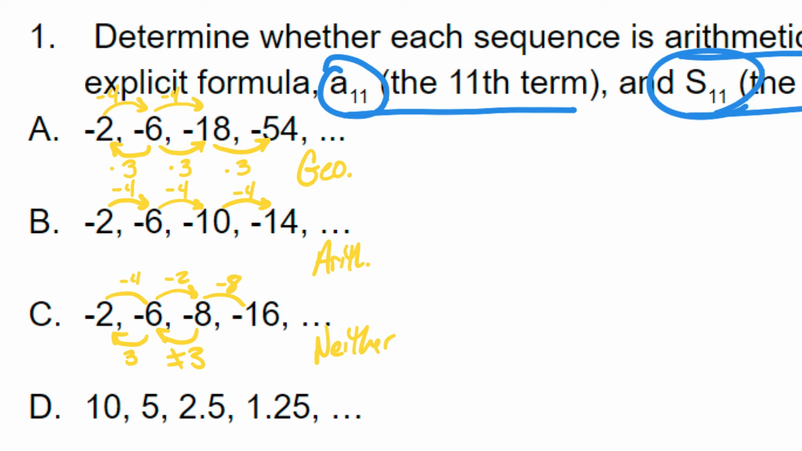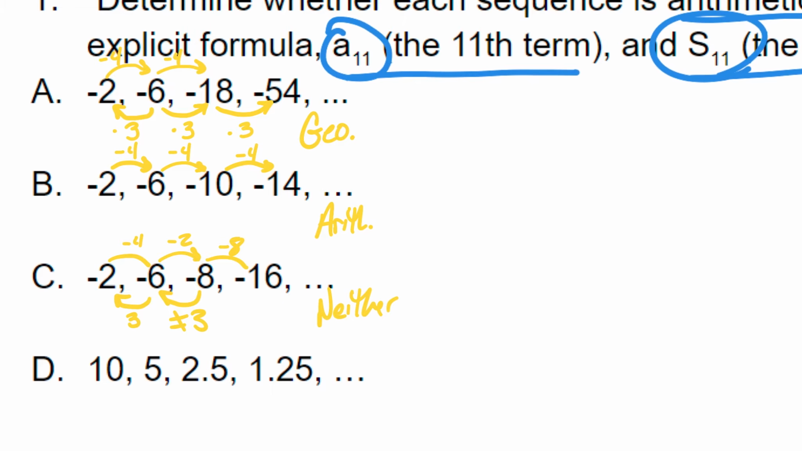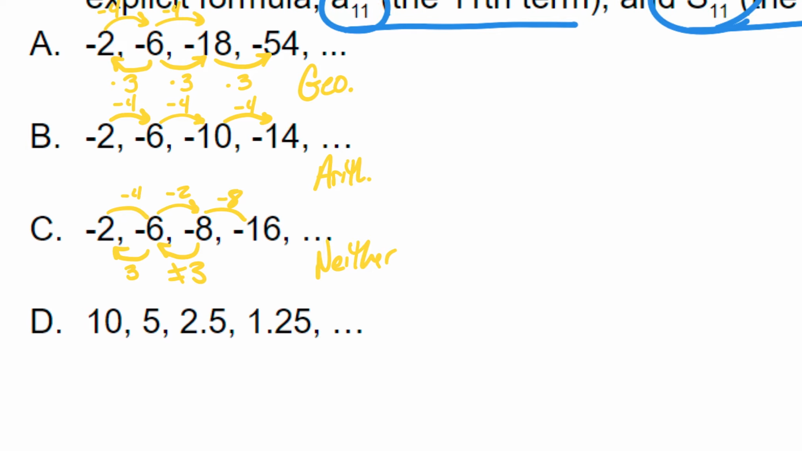All right, and then the letter D. On the letter D, what we're going to see is to go from 10 to 5 is a -5, which is not what happens to go from here to here. So it's not arithmetic. To go from 5 to 10, remember we take the second term divided by the first term. That would be 5 divided by 10, which is 1/2. 1/2 of 5 is in fact 2.5, and 1/2 of 2.5 is 1.5. So our fourth one is geometric.